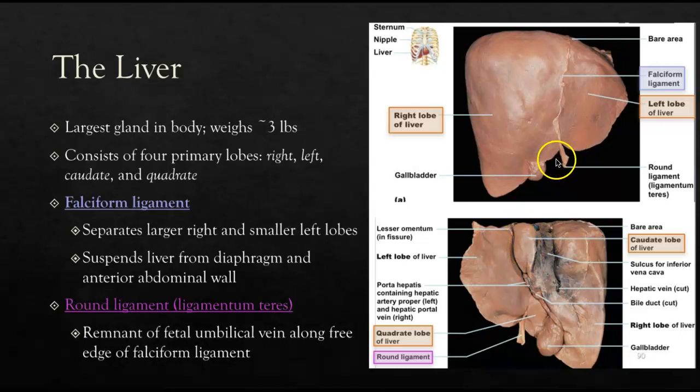Then we've got our falciform ligament, which we mentioned when we discussed the peritoneal folds. This ligament separates the right lobe from the smaller left lobe and is going to suspend the liver from the diaphragm, so we would also have a connection up here, and the anterior abdominal wall. Now at the free edge of this falciform ligament, we find a round ligament, also known as ligamentum teres, and this is a remnant of the fetal umbilical vein that once was your lifeline.